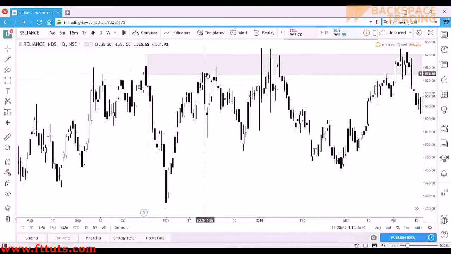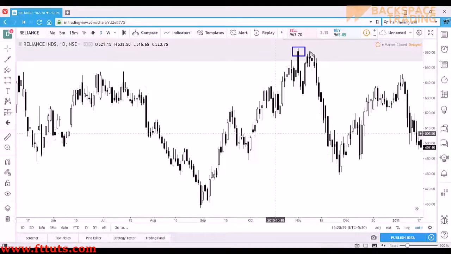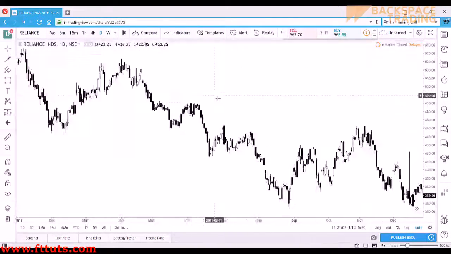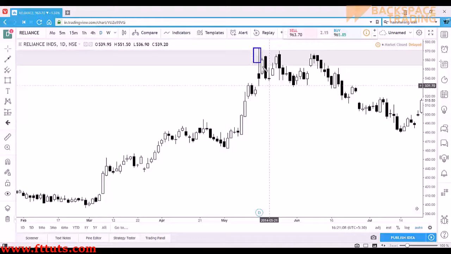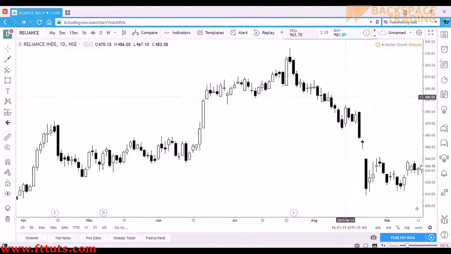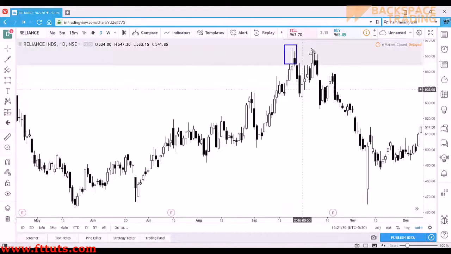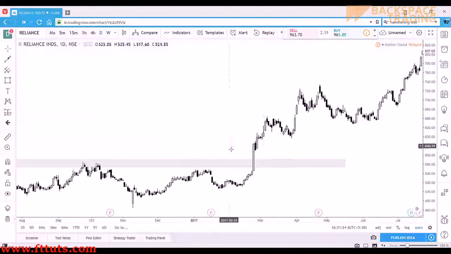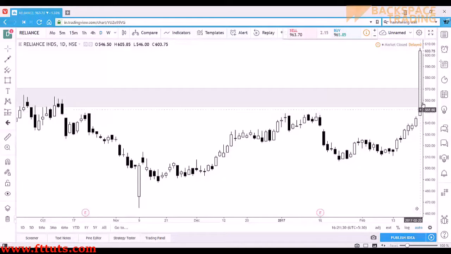Now it tested once, twice, thrice, 4, 5, 6, 7, 8. Okay, here 9, 10, 11, 12. Oh yeah, 13, 14. And see the 15th time, the price just zoomed out.